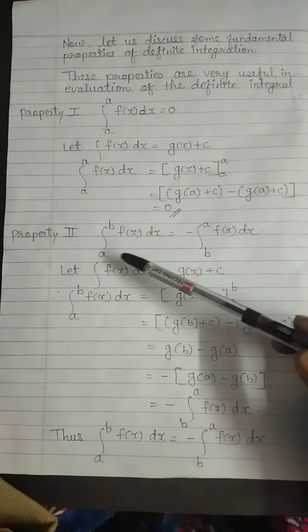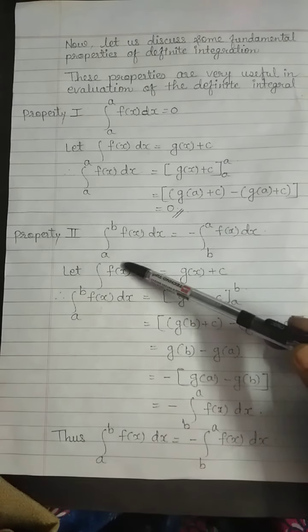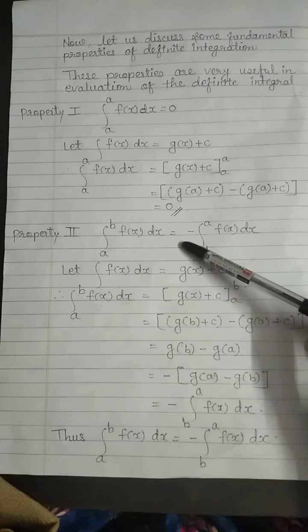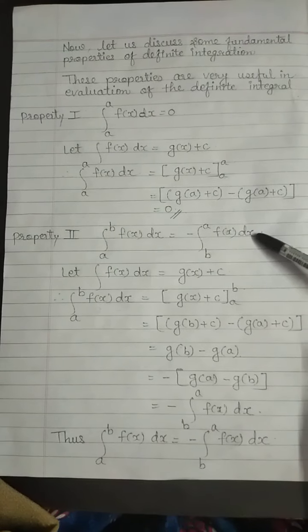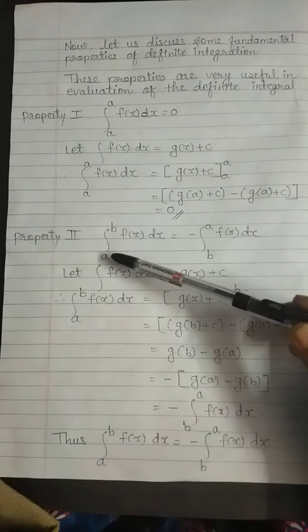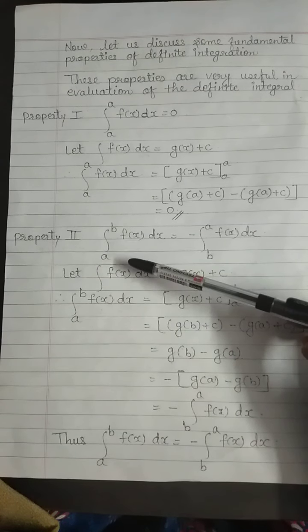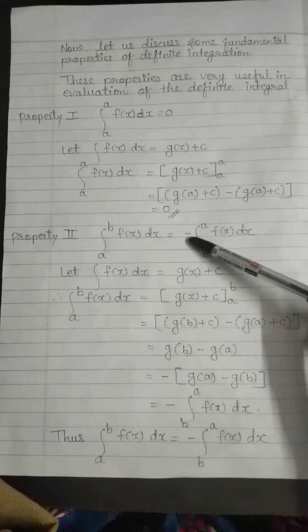Now property number 2. Property number 2 tells us that the integration from a to b of f of x dx is equal to minus of the integration from b to a of f of x dx. That means if we change the position of the upper limit and lower limit, then we get the minus sign for the answer.